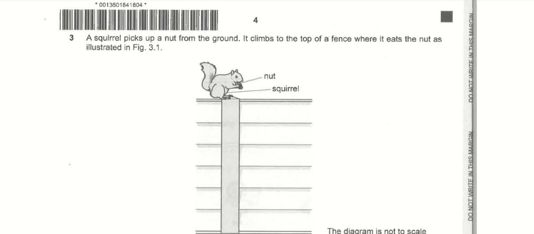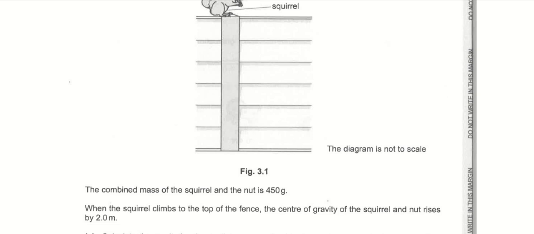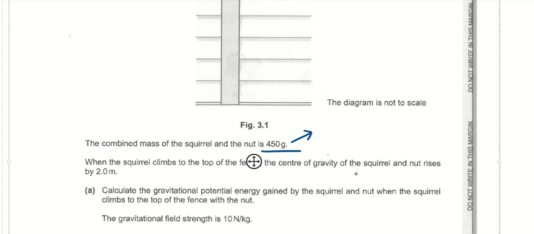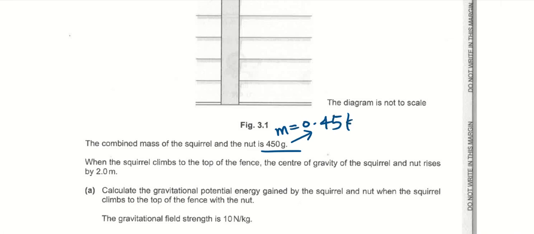It climbs to the top of a fence where it eats the nuts. Okay, so the combined mass is 450 grams, the combined mass of squirrel and nut. I know this may be GPE or something, so I just change the mass to be equals to 0.45 kg, just in case.